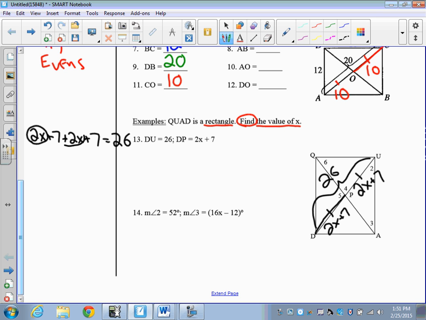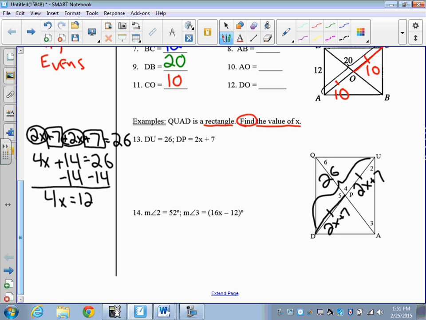So now we can solve it. 2x plus 2x is 4x. 7 plus 7 is 14 equals 26. We subtract 14. 4x is equal to 12. And lastly, we divide by 4. And we get x is equal to 3.